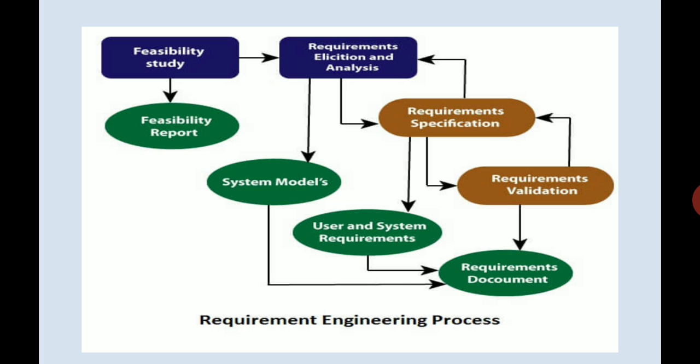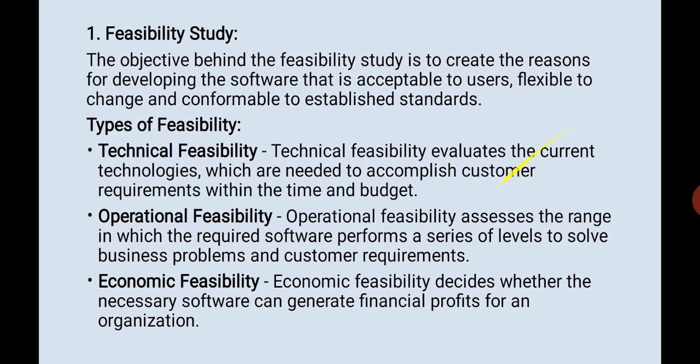So the output of the feasibility study is the feasibility report. Output of requirement elicitation and analysis is the system model. From specification we get user and system requirements, and from validation we again get requirements, and all these are actually being documented, right? And all this is requirements engineering management.